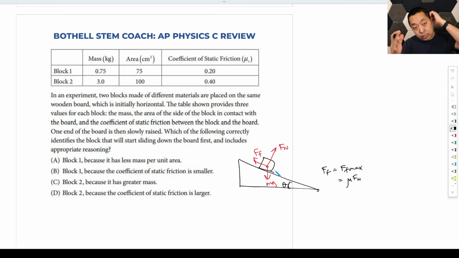So as you increase the angle, you slightly change the normal force. But here, it does not matter the area. The area is a misnomer. There's no aspect of friction that I described to you where we care about the area. We only care about which has the greater coefficient of static friction. And it turns out the mass doesn't matter either.